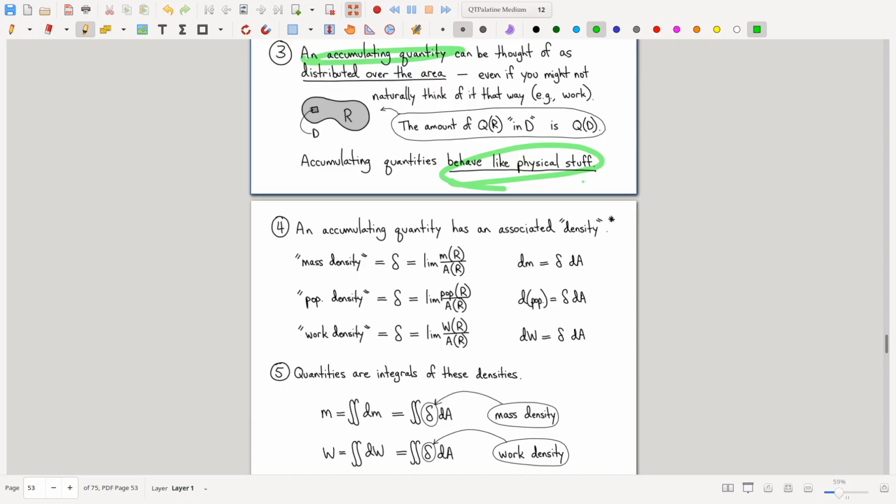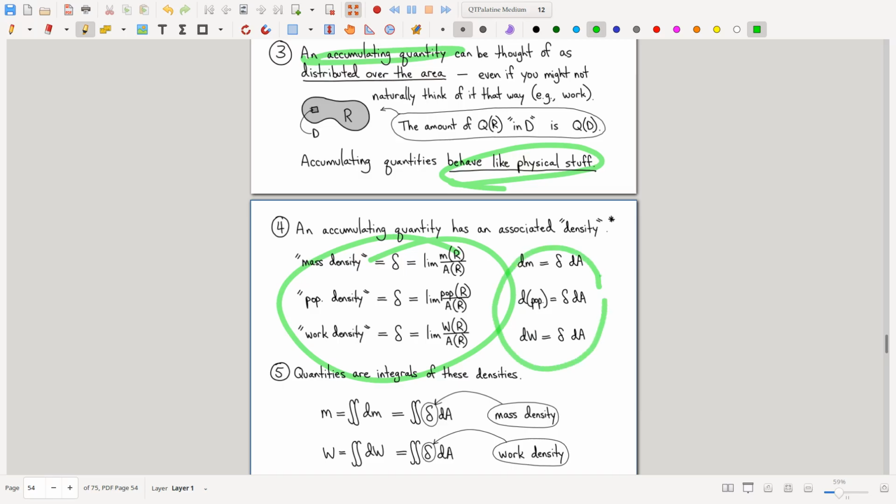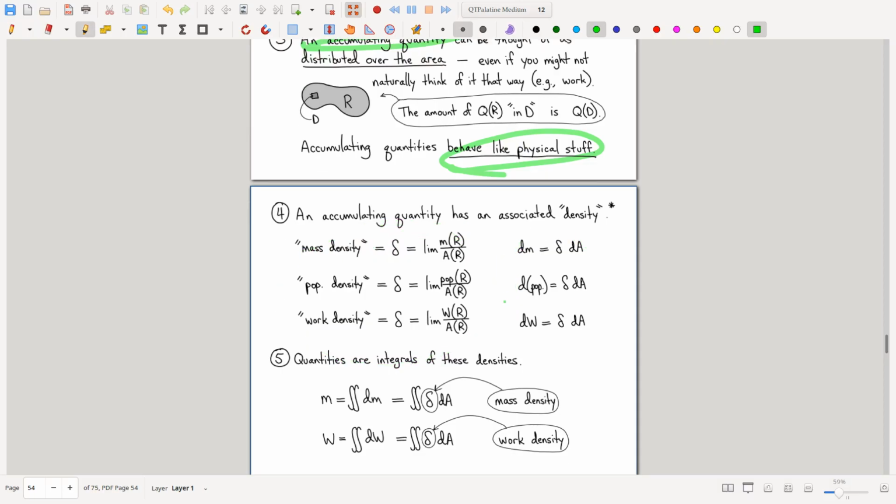So we're going to view accumulating quantities, and I'm going to encourage y'all strongly to view them as being a physical stuff. Well, once you view it as being a kind of a substance, you can talk about how much substance there is per unit size. You can talk about densities. And densities are what you multiply by sizes to get quantities. Again, you're accumulating quantity, and once you know that, then you can compute it with an integral.